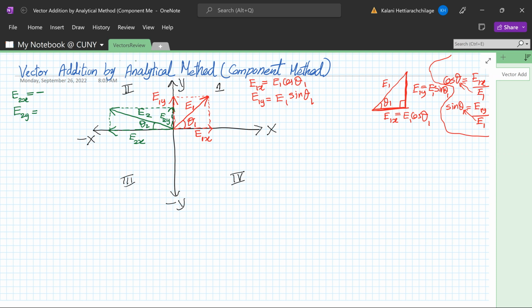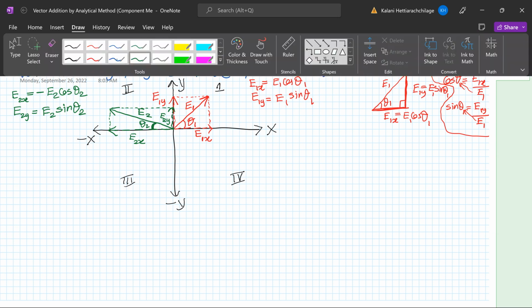Now according to the angle, this will be E2 cosine of theta 2, and this will be E2 sine of theta 2. So x is negative and y is positive. If you go to a vector in the third quadrant, then both are negative. If you go to the fourth quadrant, then y is negative and x is positive. Let's do one more example, although it takes time.